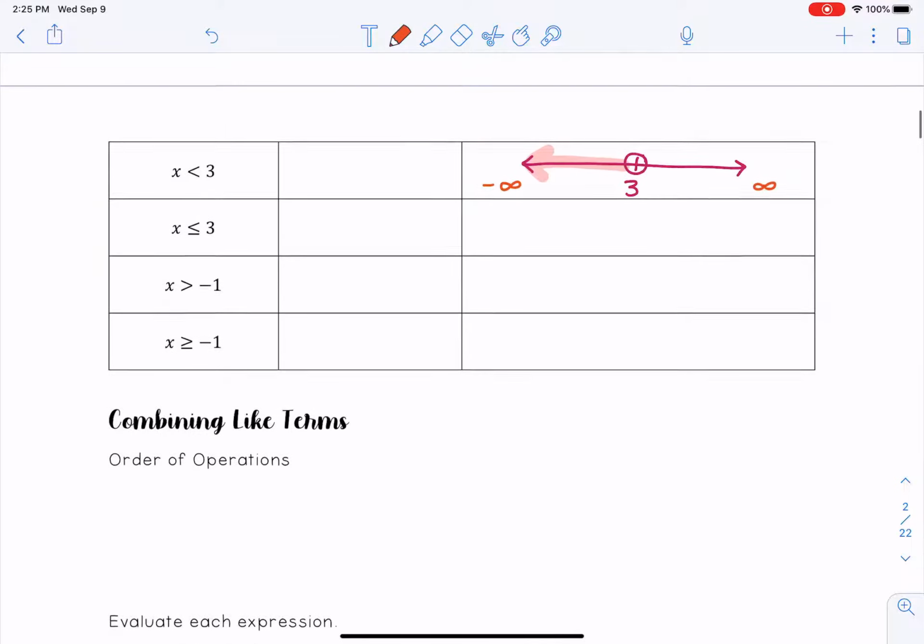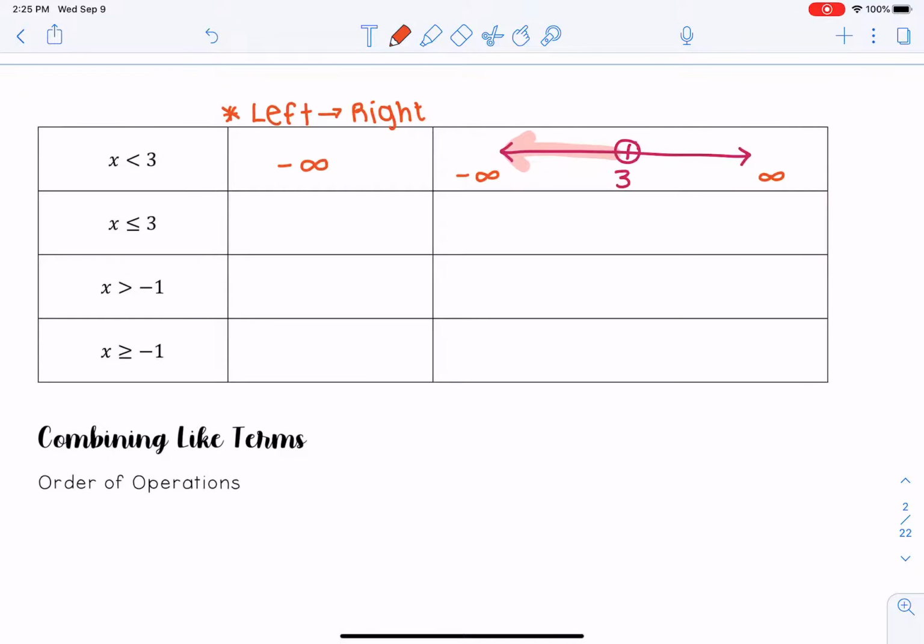When I write my interval, make sure you write it left to right in terms of numbers, so smaller to bigger. Starting on the left, the first thing I see is negative infinity. Moving towards the right, I see a 3. 3 is not included. What about negative infinity? For negative infinity and infinity, we always use parentheses because you can't really contain them. So use parentheses for negative infinity and infinity always.